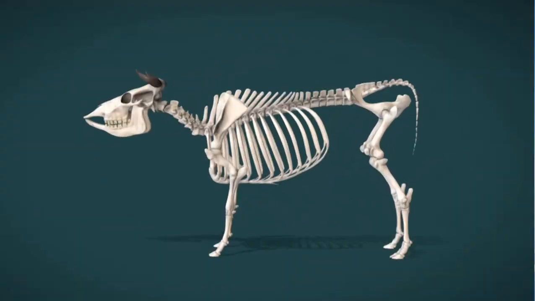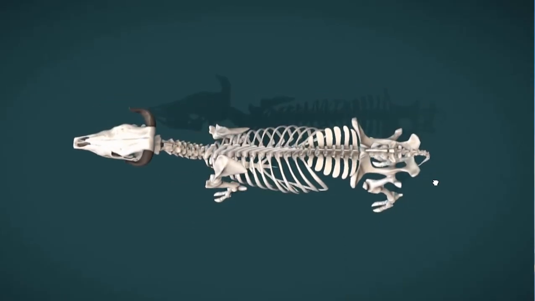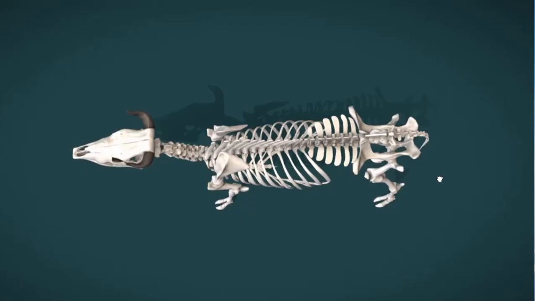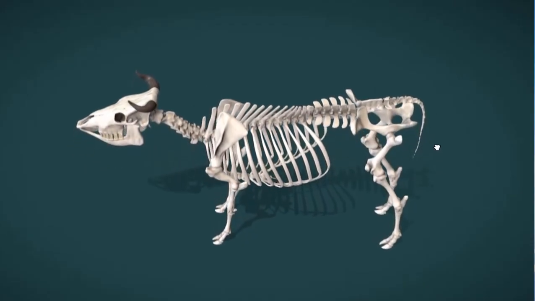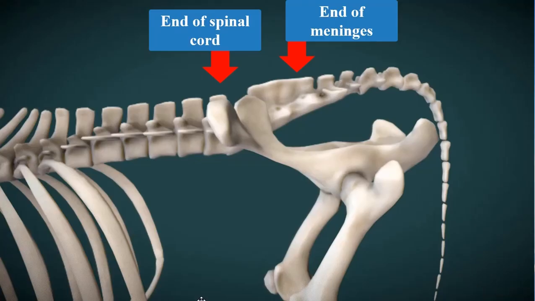The vertebral formula of the ox consists of 7 cervical vertebrae, 13 thoracic, 6 lumbar, 5 fused sacral, and finally 18 to 21 coccygeal vertebrae. The spinal cord itself ends in the region of the last lumbar vertebra, while the meningeal sac continues caudally as far as the junction of the 3rd and 4th sacral segments.